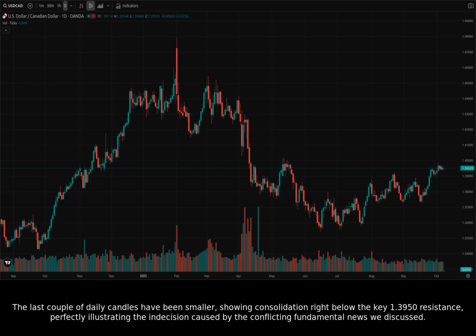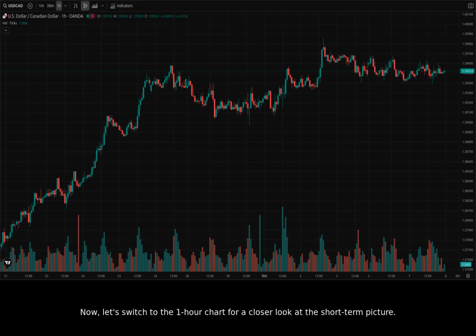dollar. The last couple of daily candles have been smaller, showing consolidation right below the key 1.3950 resistance, perfectly illustrating the indecision caused by the conflicting fundamental news we discussed. Now, let's switch to the 1-hour chart for a closer look at the short-term picture. From this perspective, the recent bullish momentum is very clear.